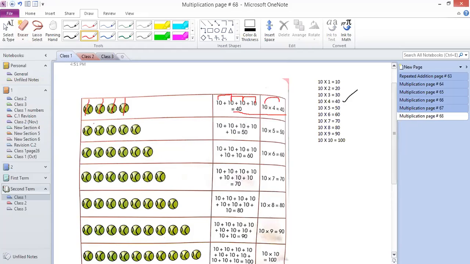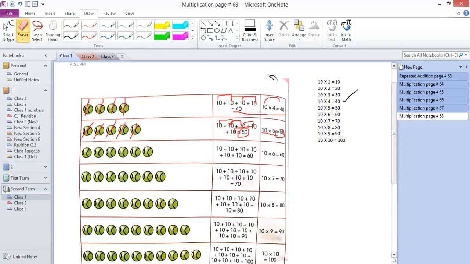Look here. How many tens are there? 1, 2, 3, 4, and 5. There are 5 tens. So either add 10 5 times, 1, 2, 3, 4, and 5, or just multiply 10 by 5. In both ways, you will find the total number of objects are 50.